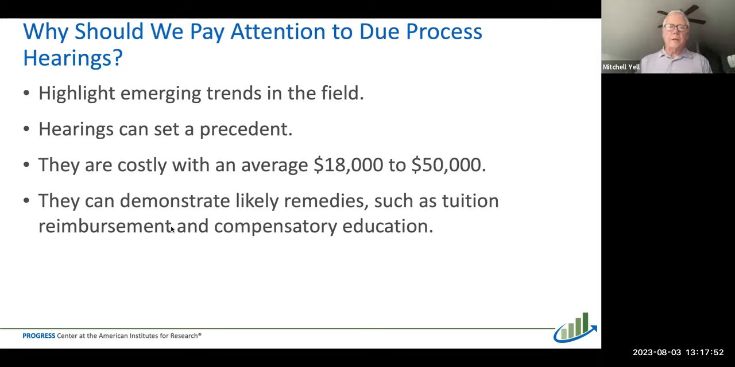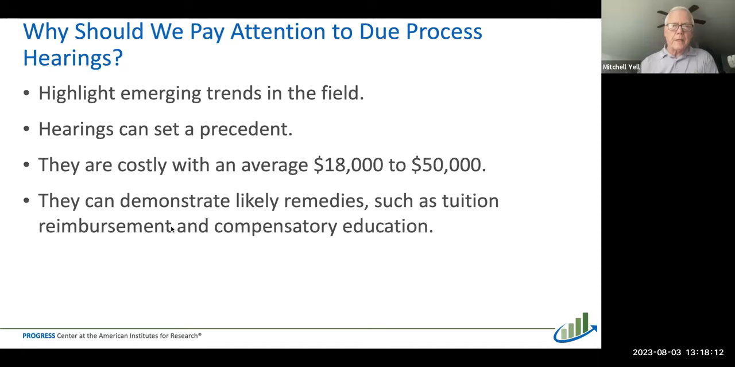And also hearing officers at either level can use certain remedies. They could order that a school pay tuition reimbursement. They could order compensatory education, for example. The only thing they cannot do is order attorney's fees. That can only be done by a court.